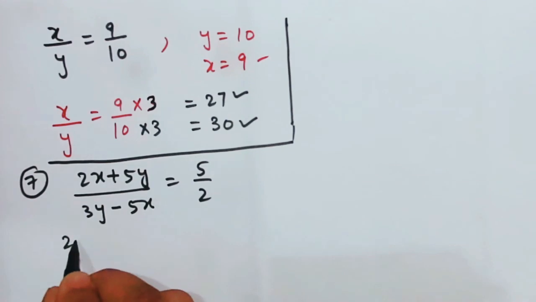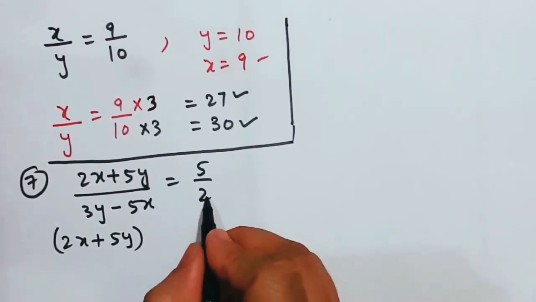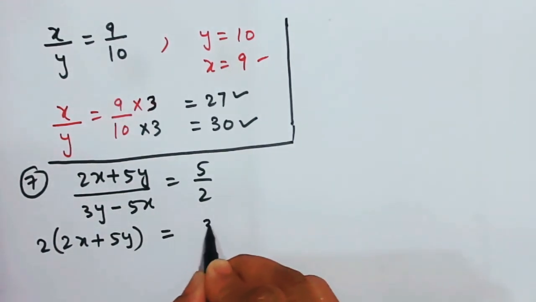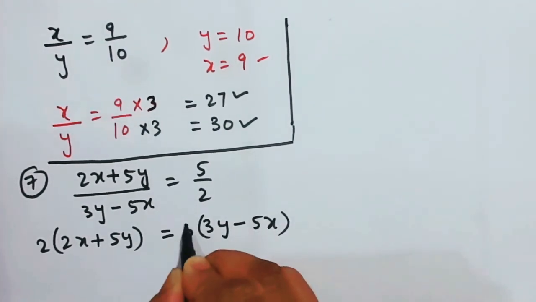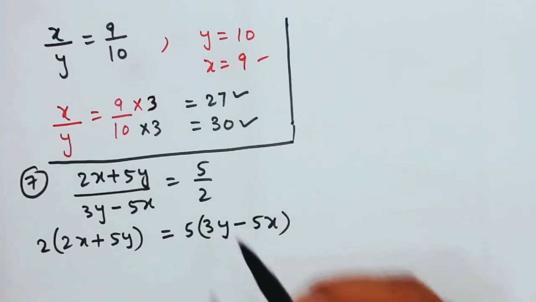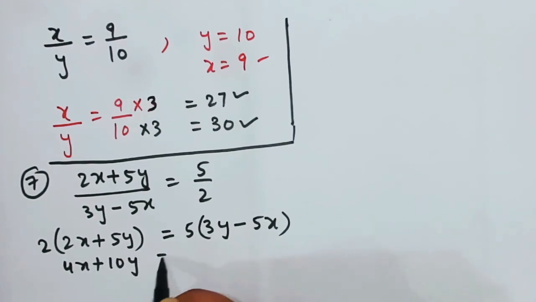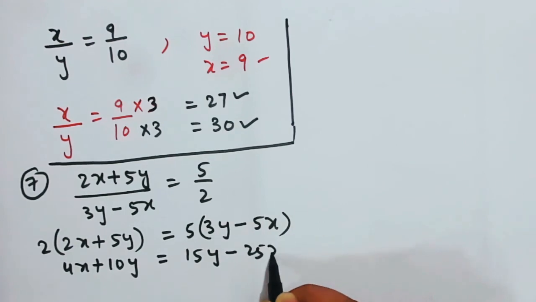2x plus 5y should be multiplied by 2, and this 3y minus 5x should be multiplied by 5. So I have just cross multiplied it, and then I will try to solve it. Each of these two terms should be multiplied by 2. 2 2s are 4x plus 5 2s are 10y is equal to 15y minus 5 5s are 25x.